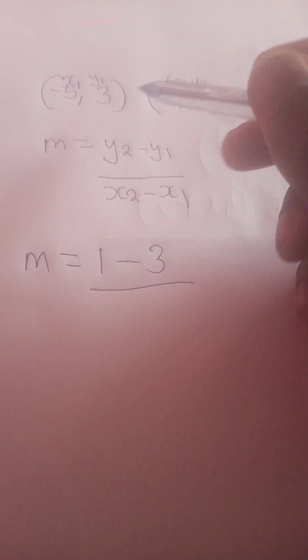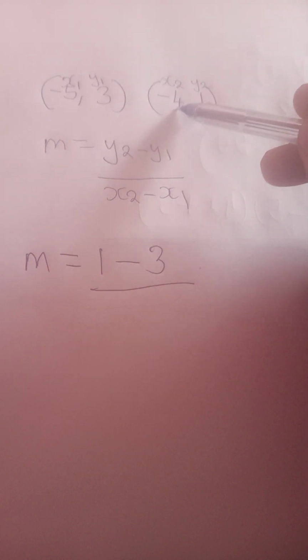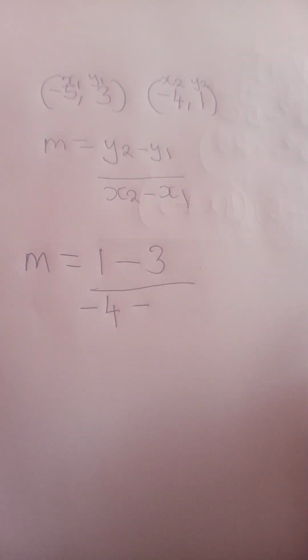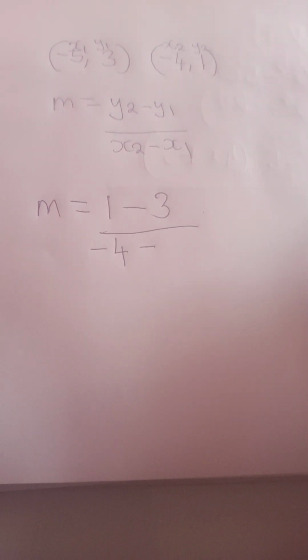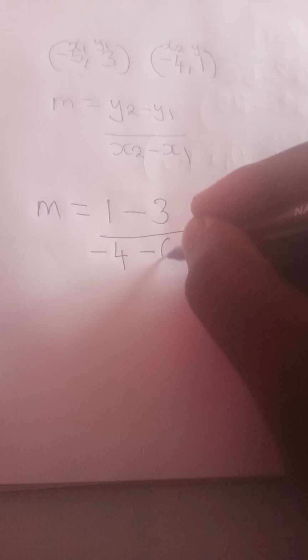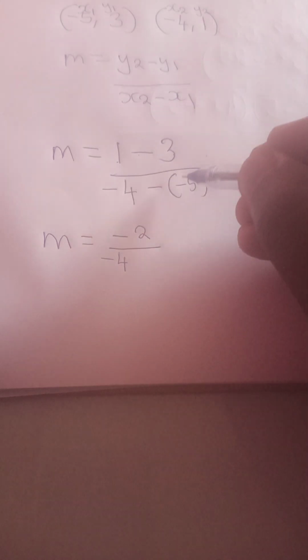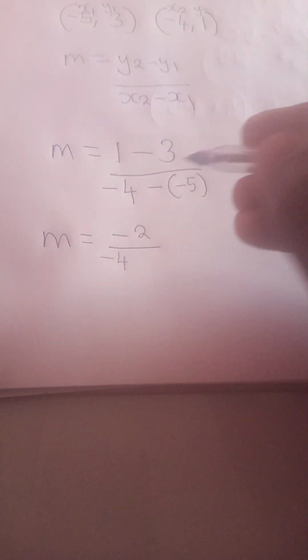Next, what is my x2? My x2 is negative 4. You write it like that. Minus. What is my x1? My x1 is -5. You write it like that. Next thing, you say m is equal to 1 minus 3, it's -2, over -4 minus -5. Negative times negative, what do you get? You get a positive.